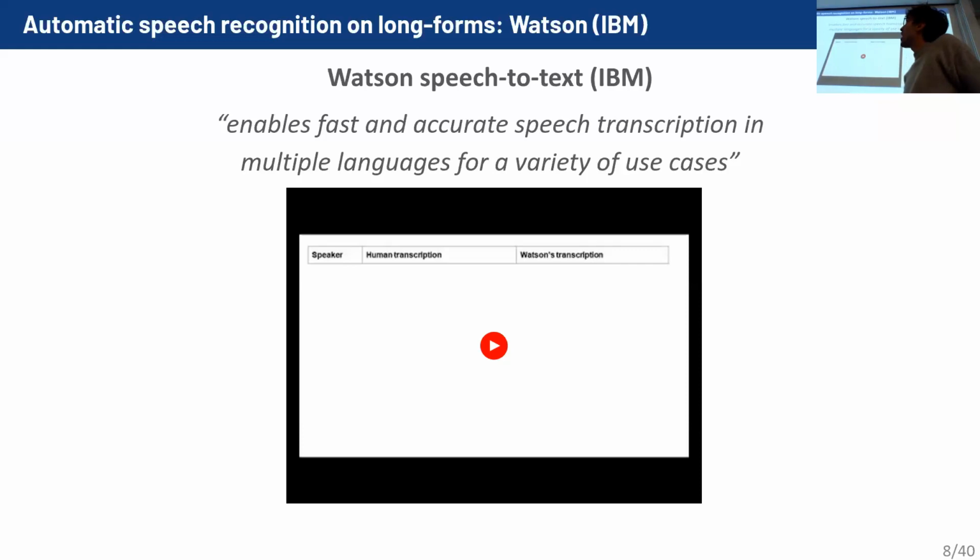And a quite popular ASR system is the Watson system from IBM. On their website, we can read, Watson enables fast and accurate speech transcription in multiple languages for a variety of use cases. So it sounds very promising. So we can try it on long forms. I have an example here.